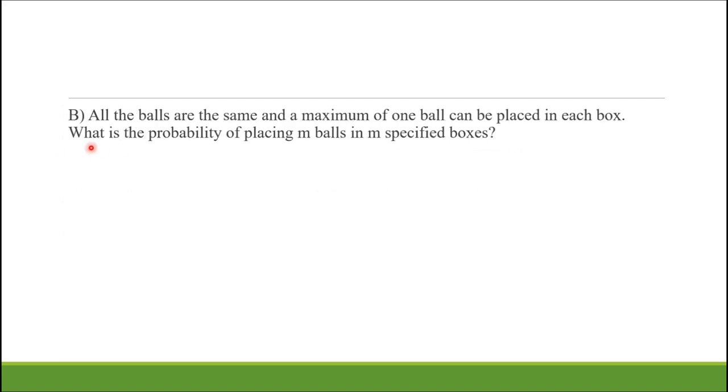Now, imagine all the balls are the same. There is no difference between them, and the same as part A, a maximum of one ball can be placed in each box. And we want to find the probability of placing m balls in m specified boxes. Let's find how many ways there are to distribute the m same balls into the n boxes without any restrictions. I mean, what is the total number of possible events?